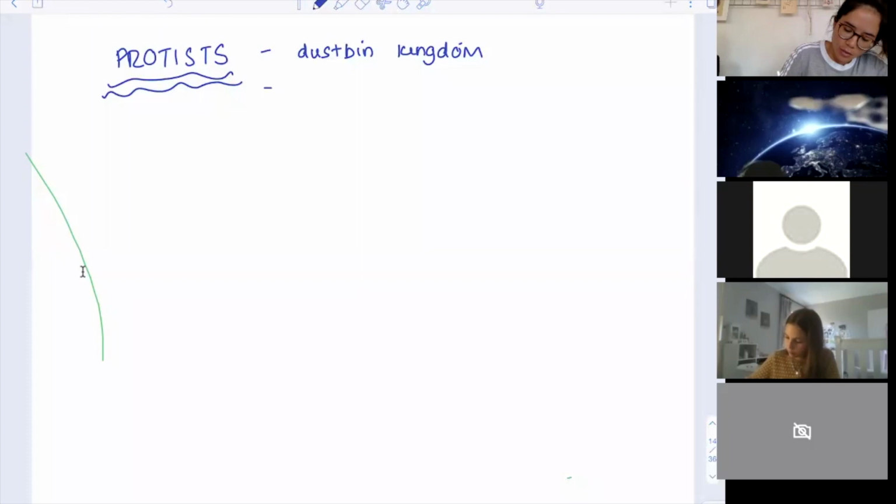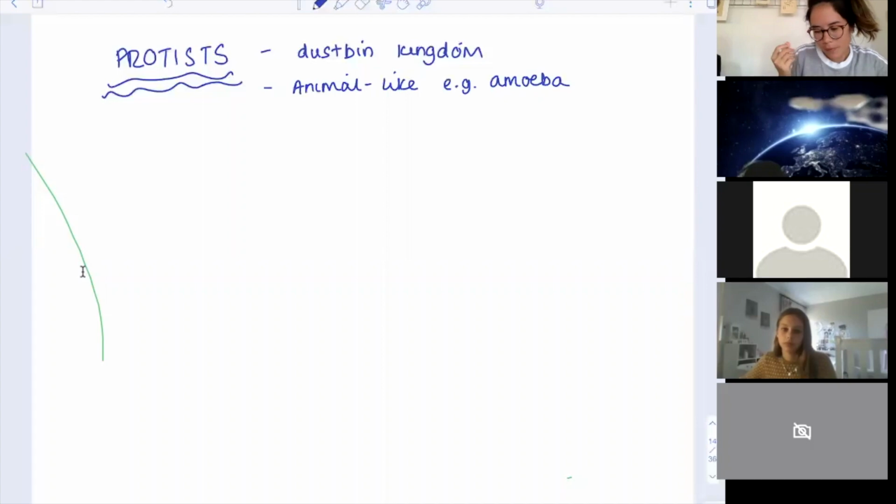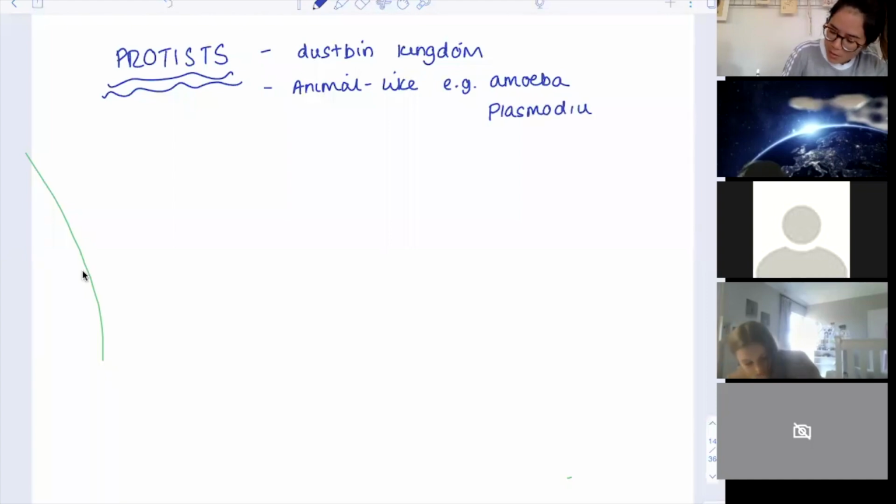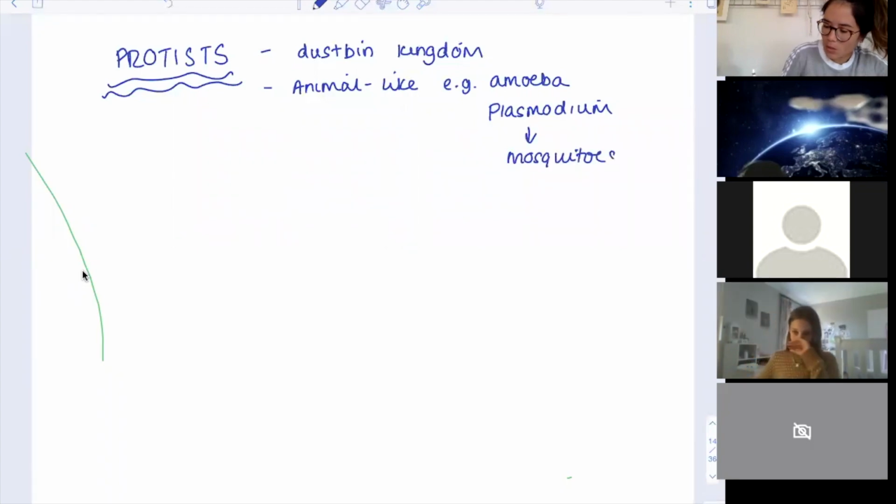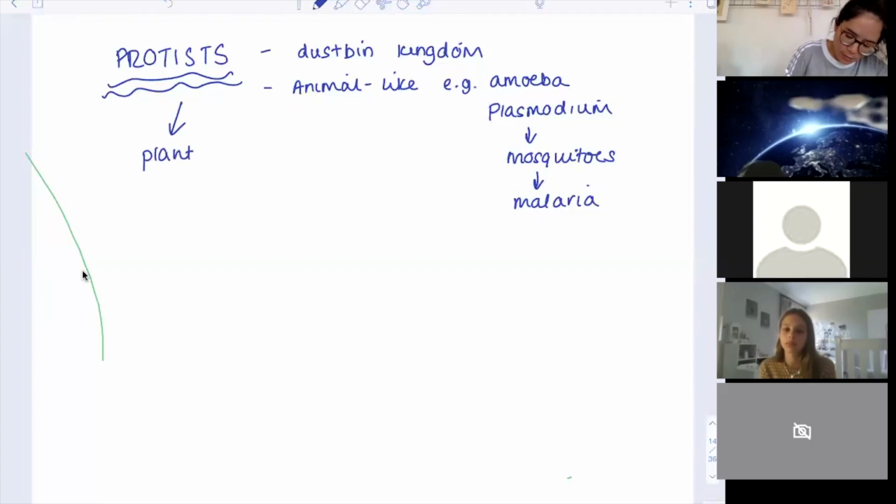And so you find that some protoctists are quite animal-like and have animal structures, and that includes amoeba, which is like a little single-cell organism which just swims around. Also the plasmodium. Now, plasmodium is horrible because it's what infects mosquitoes. And that when they bite you, that's what gives you malaria. It's not the mosquito, it's actually the plasmodium that it transports is what causes malaria. We also have some plant-like protoctists, and that includes Chlorella.